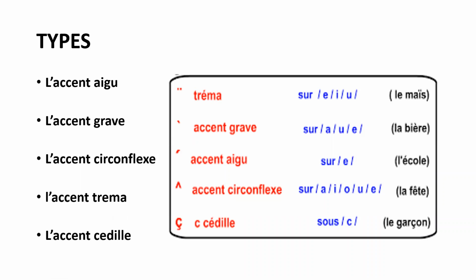These are the names of the five accents: l'accent aigu, l'accent grave, l'accent circonflexe, l'accent tréma, l'accent cédille. If the examiner asks you to tell the types of accents, I mean the names of the 5 accents, you have to tell these names. L'accent aigu, please listen nicely, you have to speak it the way I'm speaking it: aigu, grave, circonflexe, tréma, cédille.